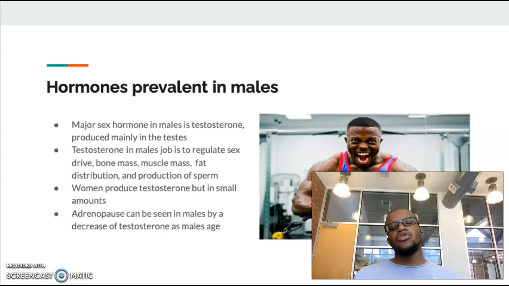Now, while women do experience menopause, a male counterpart of that would be adrenopause, which can be seen in males where there's a decrease in testosterone as males age. You can see the picture on the right where the person working out experiences more muscle mass, which would be easier to be seen in males than females due to testosterone.